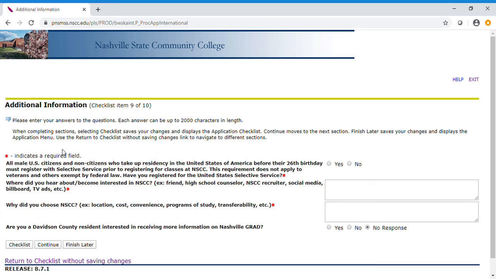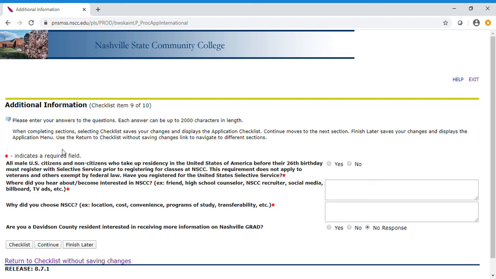So there's a few different things here. If you've already completed your FAFSA, there was an option to sign up for the draft at that time. If you did that, you're fine. You're good to go. You can just say yes. They will have signed you up. If you have not, you can just Google United States Selective Service and you'll be able to fill it out online.